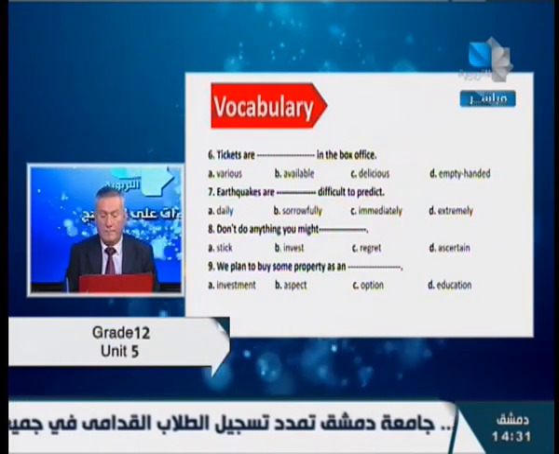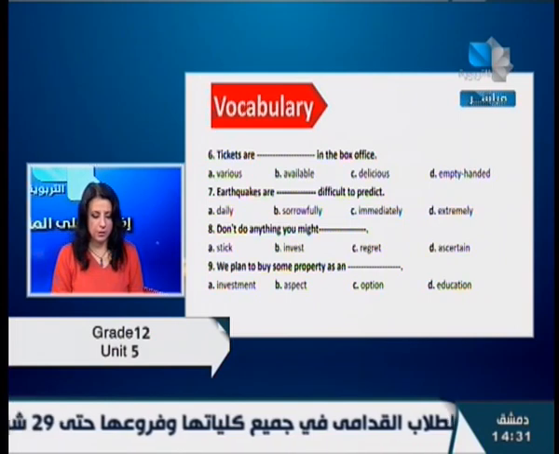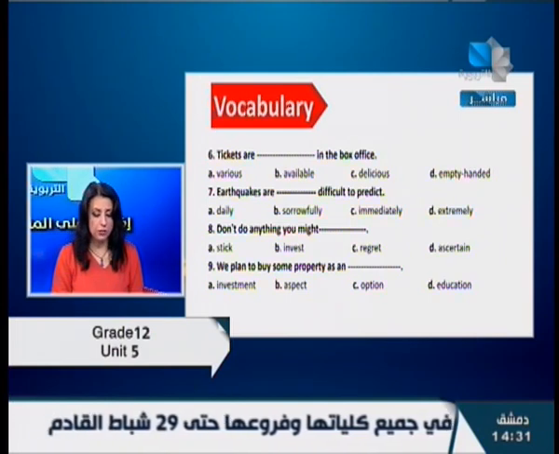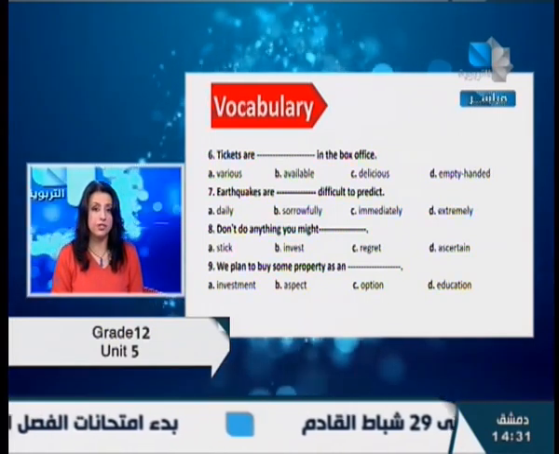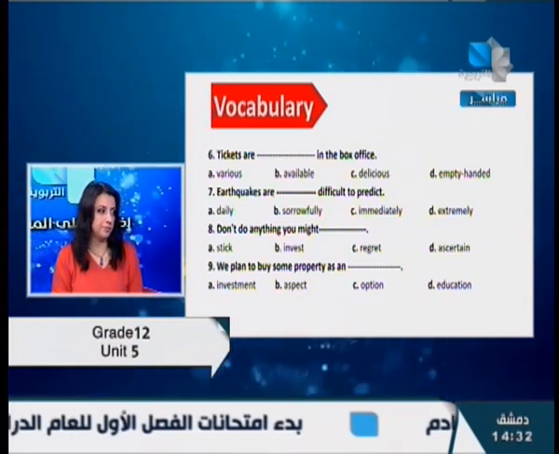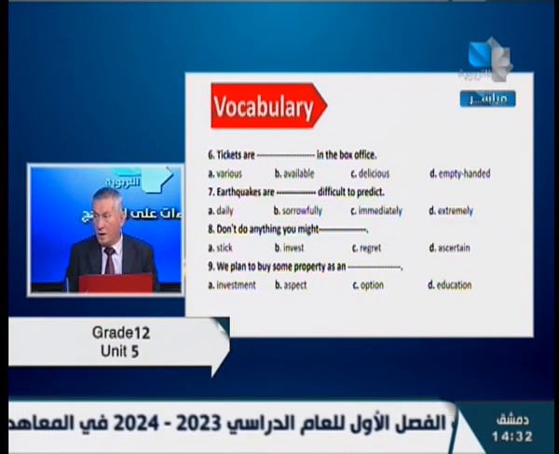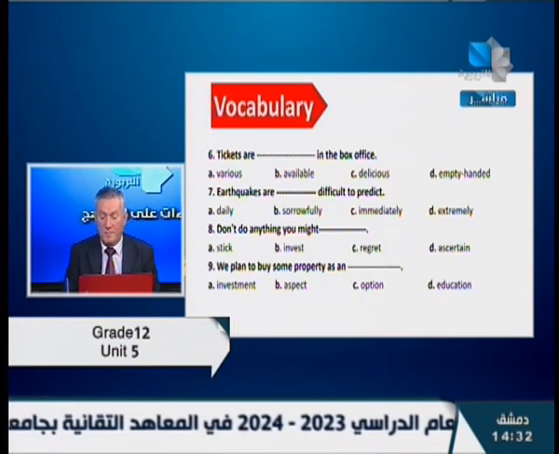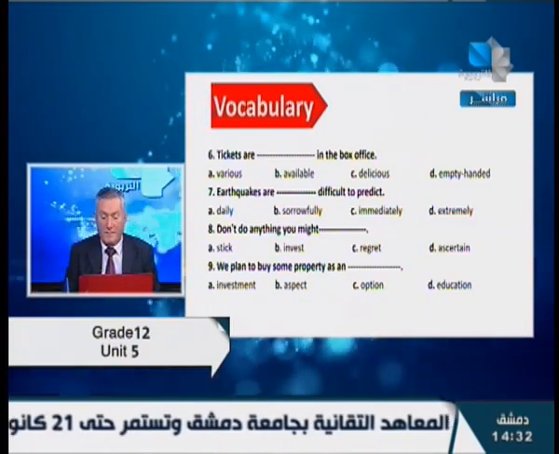Number 7, earthquakes are difficult to predict. The options are daily, sorrowfully, immediately, or extremely. It's letter D, they are extremely difficult to predict. Last year, around the same time, we had something like this. God forbid it happens again. And they are difficult to predict. No one can know.